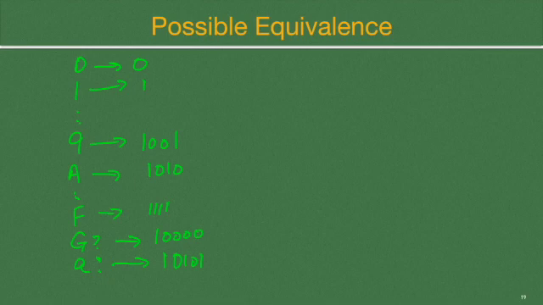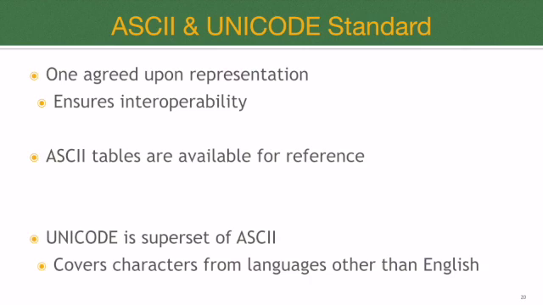Okay, so what is the possibility that the derivation that I have written over here will match with the derivation of another computer where I want to transfer my data? If I have used this representation for G and someone else has used the same representation for, let's say, K, then when I transfer my data to that computer, my G's will become K's on that computer. Therefore, we need to agree on these representations. And that is where the standards come in.